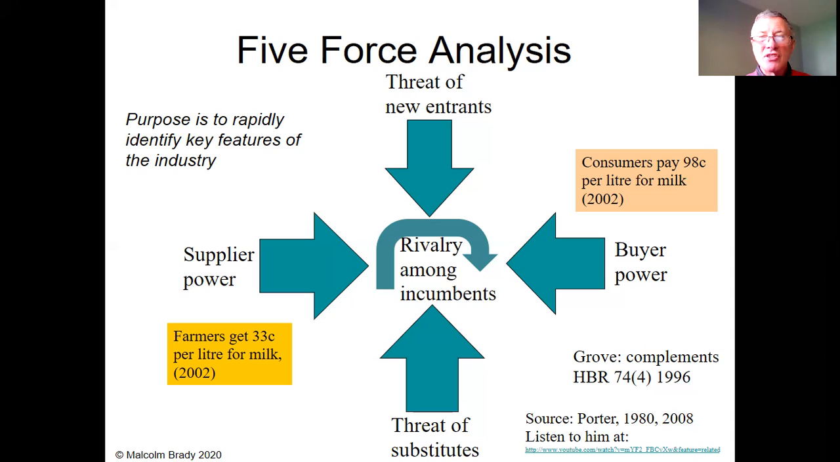So that's really what Porter means by power. It's the ability to negotiate on price or negotiate on terms with your fellow industry members, or with either the suppliers or buyers of your industry.